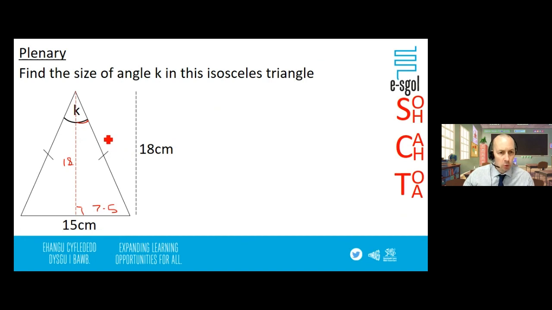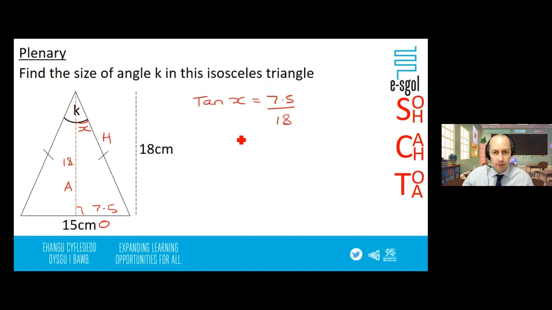Let's do some labeling. So there's the hypotenuse, there's the opposite, and there's the adjacent. So we've got some information for the adjacent and some information for the opposite. So that's going to be the tan formula. I'm going to call this angle X, because that's what we traditionally call them. So I'm going to say the tan of X equals the opposite side, which is 7.5, divided by the adjacent side, which is 18.